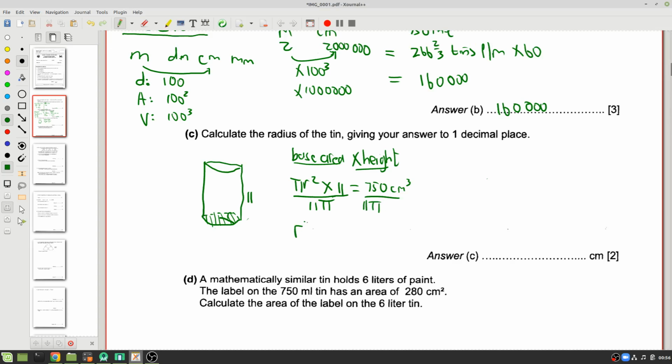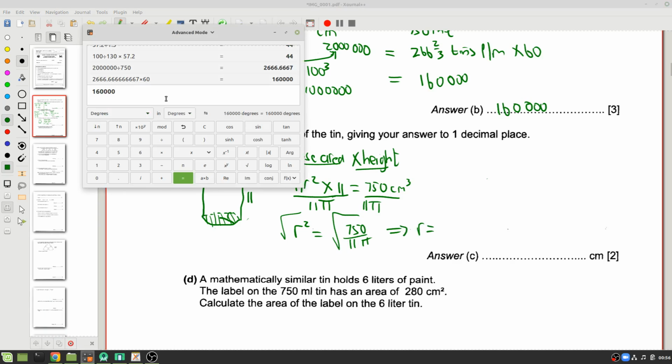And that'll give us r squared is equal to 750 over 11 pi. And then to get r by itself completely, we just take the square root of both sides. That'll give us r equals the square root of this. So let's work that out. Okay, so that'll give us the square root of 750 divided by 11 pi. Maybe just to be sure, let's put some more brackets around here.